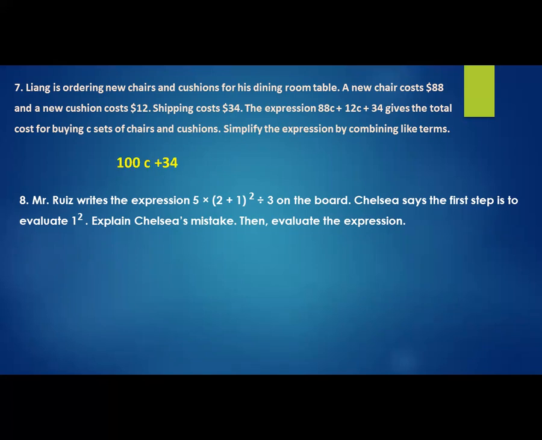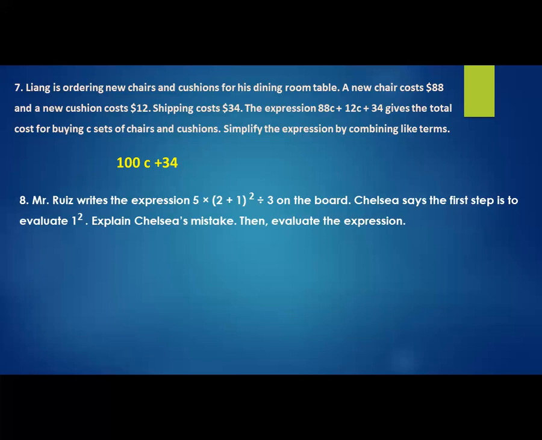So you will simplify the expression. You will do it by combining the like terms. Now, Mr. Ruiz writes the expression 5 times (2 plus 1) to the power of 2, divided by 3, on the board. Chelsea says the first step is to evaluate 1 to the power of 2, or 1 squared. Explain Chelsea's mistake, then evaluate the expression.